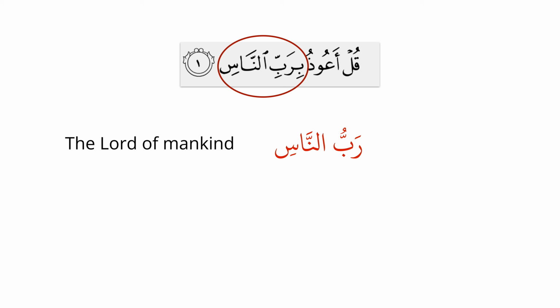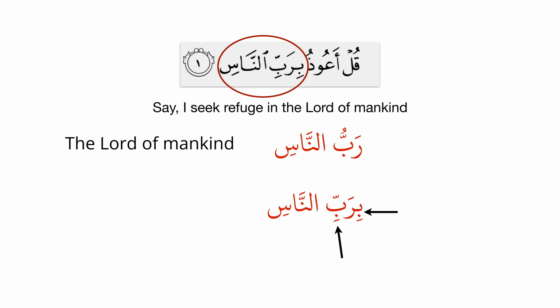And when حرف جر با precedes it, it becomes برب الناس, where the noun رب is مجرور because of حرف جر با preceding it, making it جار ومجرور, meaning a genitive phrase. And the translation of the whole verse is, say I seek refuge in the Lord of mankind, where the part of the translation in the Lord of mankind is the translation of برب الناس.